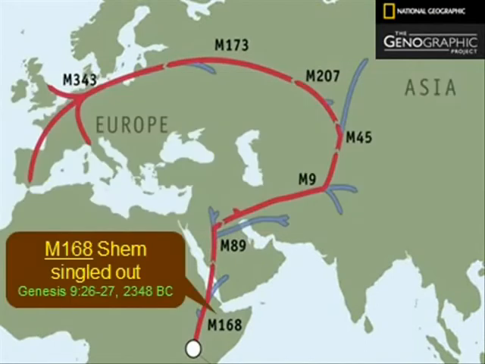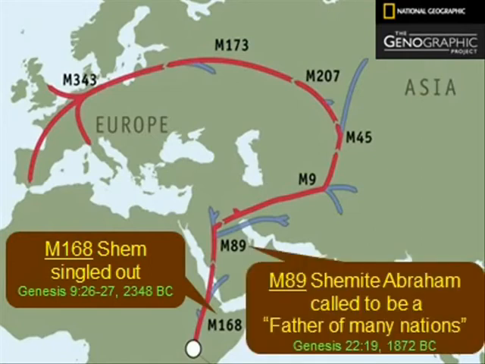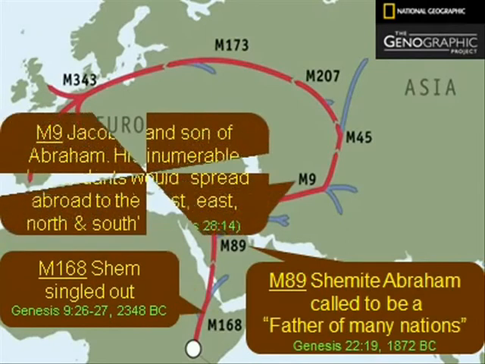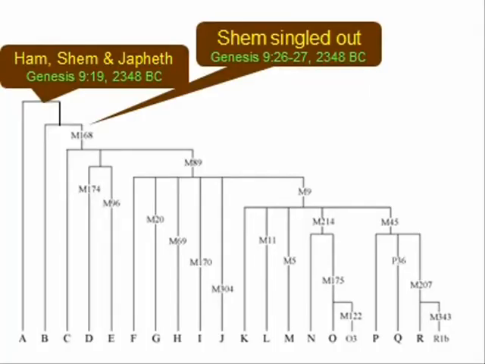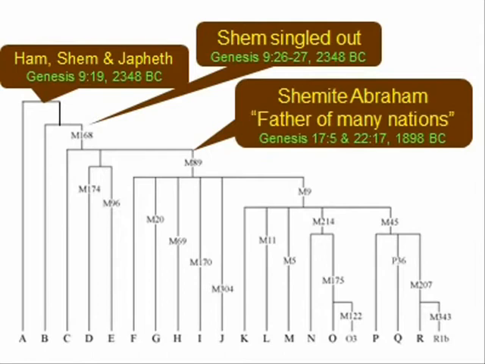So to return to the migration map, Shem singled out, the Shemite Abraham called to be a father of many nations, and then Jacob, his grandson, who inherited all the promises. His innumerable descendants would spread abroad to the west and east and north and south. Ham, Shem and Japheth, the originator of the haplogroups, Shem singled out, Abraham the father of many nations. And then Jacob, the ancestor of the 12 tribes of Israel.